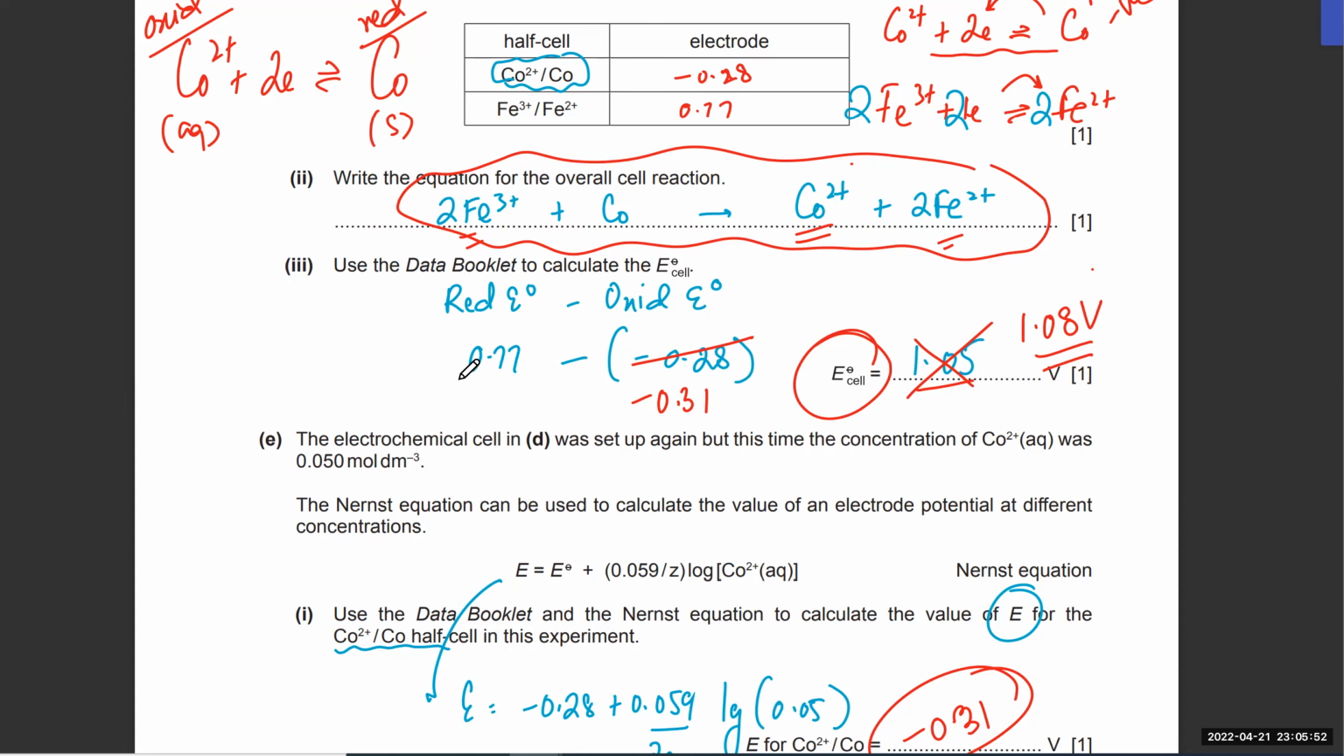So the overall E0 cell is the higher potential minus the lower potential. Now the lower potential is even lower. So when you take that difference, it's going to come out to be more positive. Is that clear? Yes, sir.